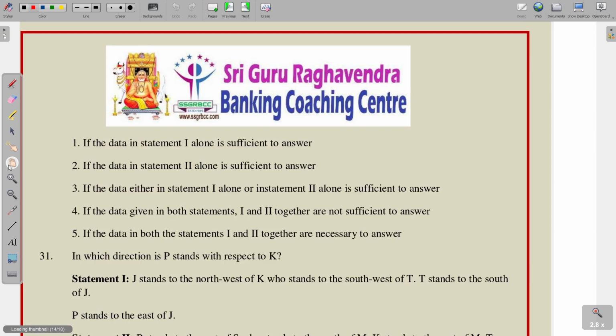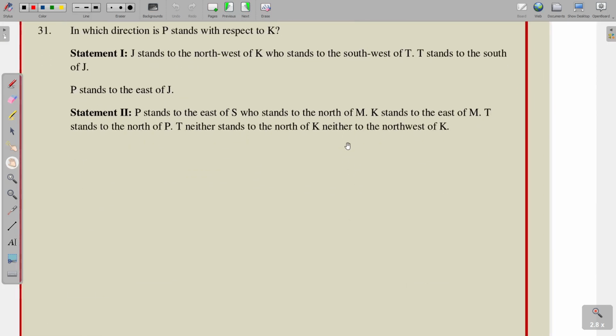Next, question 32. So see, in which direction does P stand with respect to K? So statement 1: J stands to the northwest of K. So J is the northwest of K. So northwest is this side. K stands to the southwest of T. Southwest. So suppose if T is placed here, then K is the southwest of T. T stands to the south of J.